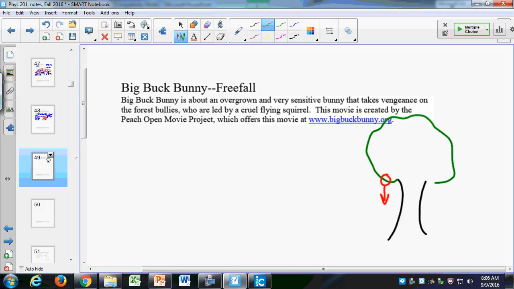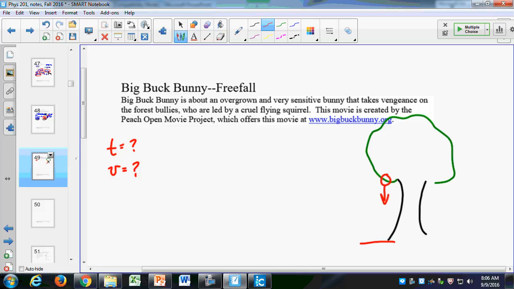Falls out of a tree down to the ground. I want to know a couple things about it. I want to know what is the total time that it takes to fall, and then also what is the velocity that it falls when it reaches the bottom of the ground. Kind of like the Red Bull problem that we were looking at.